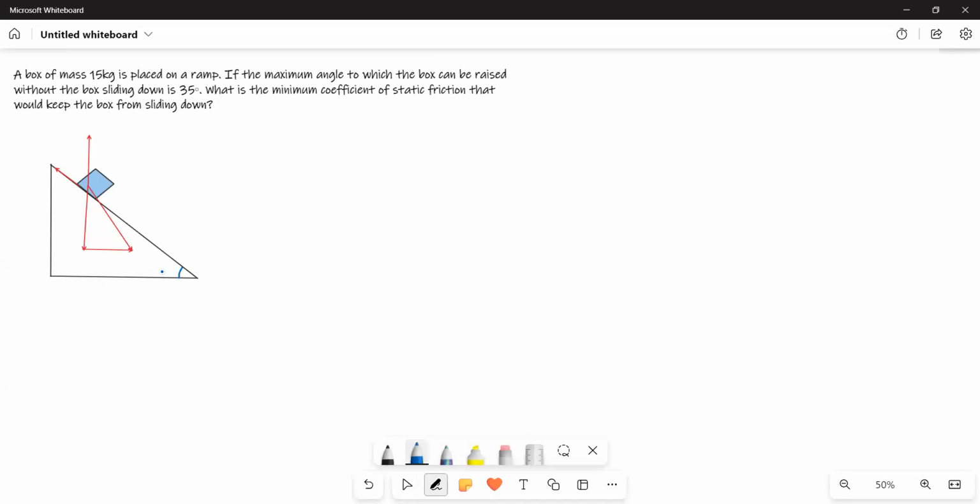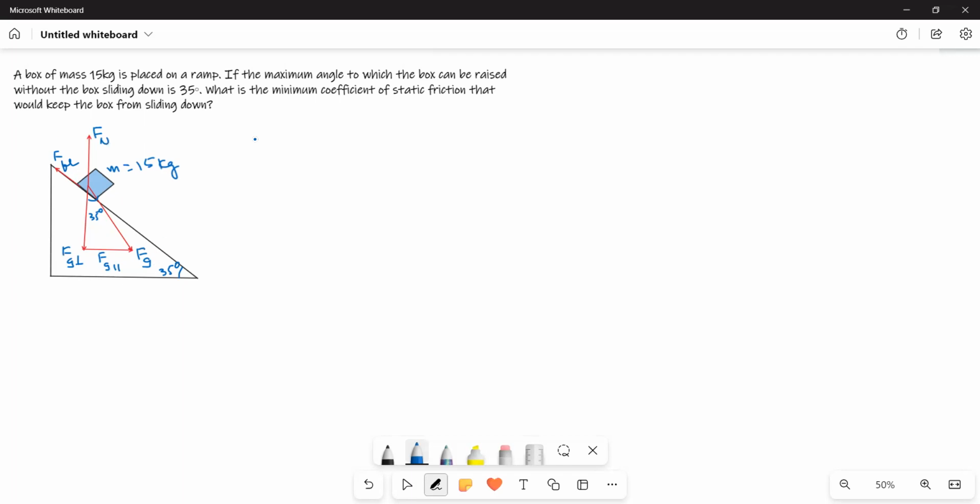Here the angle is 35 degrees, so this angle is also 35 degrees. And then the mass of this box is equal to 15 kg. And then this is Fn, this is Fg, this is Fg perpendicular, and this is Fg parallel. And as the box is sliding down, this is the F friction. Okay. Now let us write the forces. This is the free body diagram.